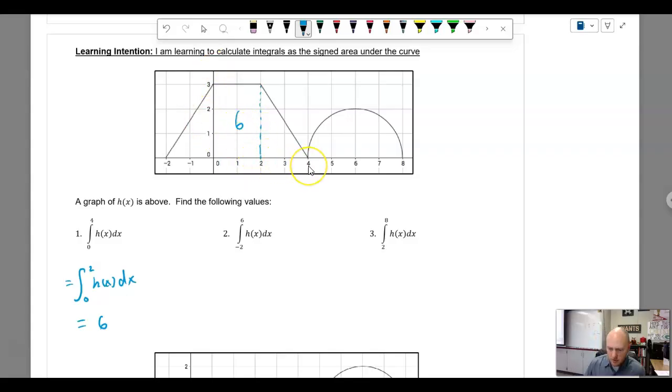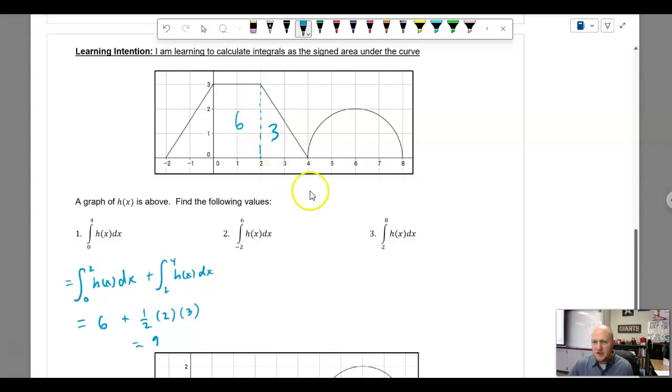And then from 2 to 4, I'm going to calculate that area, and that's a triangle. So I have 1/2, our width is 2 and our height is 3, so that's going to be a total area of 3. Okay, so 6 and then 3, which is 9.